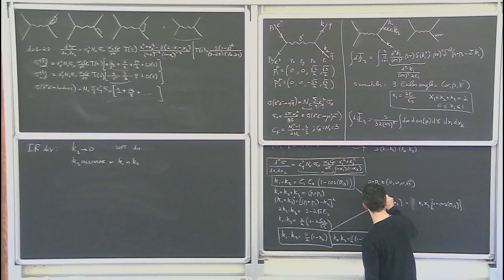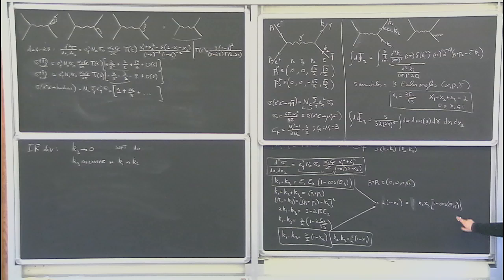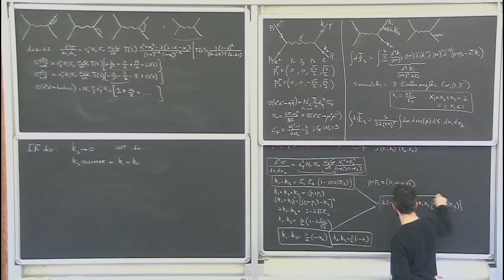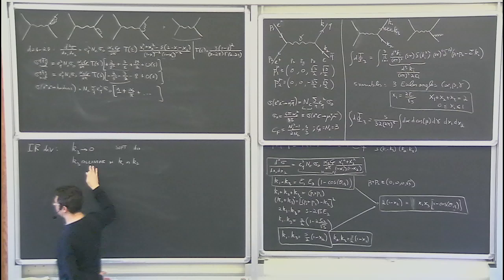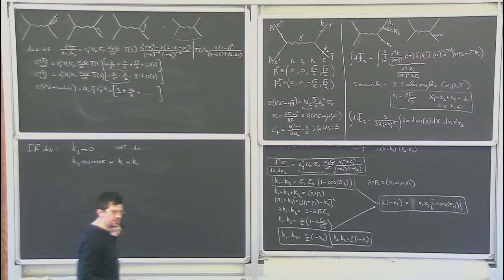So you see from this case that if the angle between 1 and 3 goes to 0, this factor goes to 0 and x2 goes to 1. So this is the kinematic relation which is at play here. And this is exactly what we call the collinear divergence, in the sense that if emission 3 becomes collinear, which means in the same direction at small angle with respect to, say, K1, then it's actually x2 that goes to 1. All right?